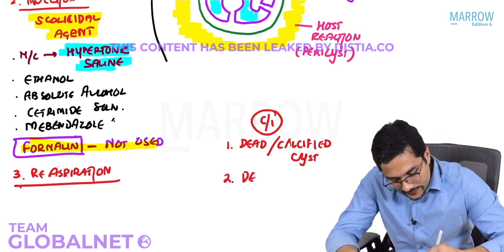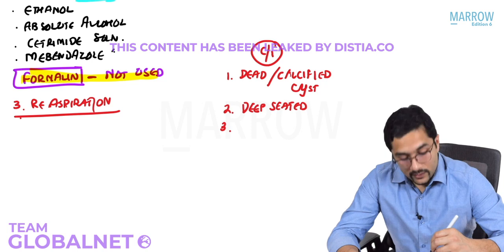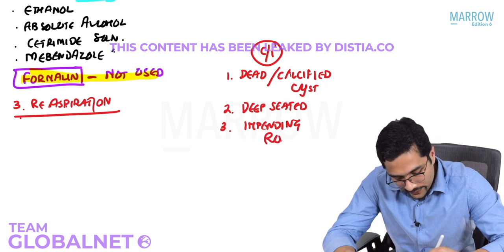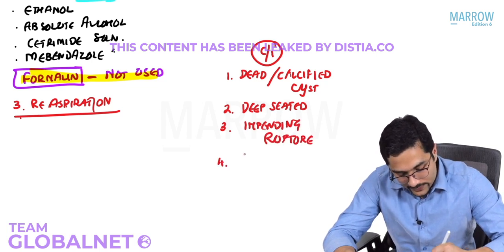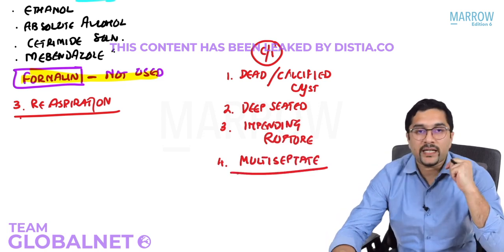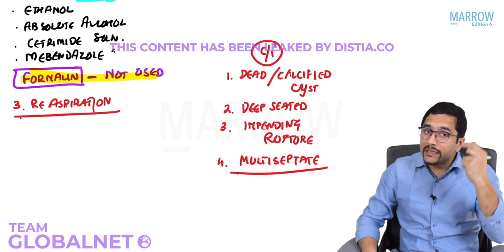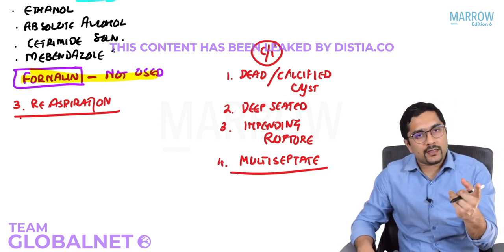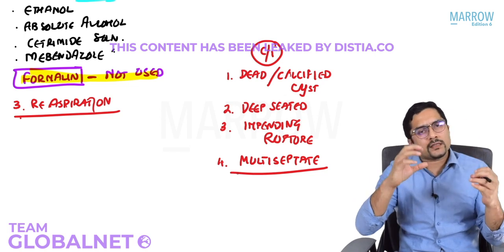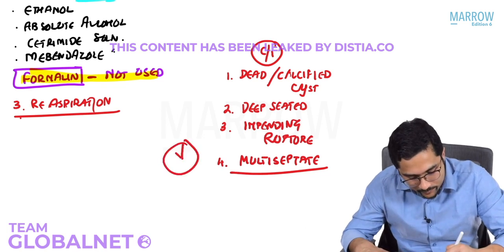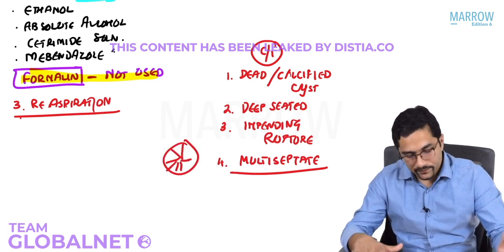If it is a deep-seated or inaccessible cyst, if there is impending rupture, if it's a multi-septate cyst, if there are multiple septae, then you can't aspirate the entire thing. So multi-septate cyst is a contraindication. Mind you, multi-septate is a contraindication, not multiple cysts. If there are multiple unilocular cysts, you can aspirate multiple of them. But multi-septate, if one cyst has multiple septae, then it is a contraindication.